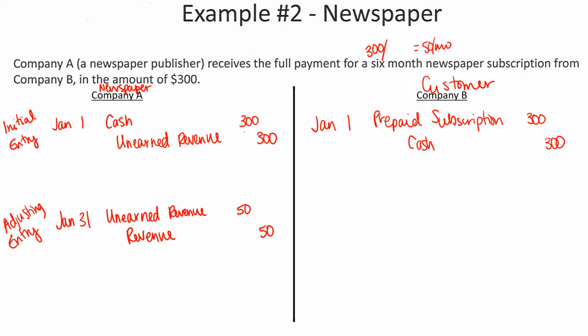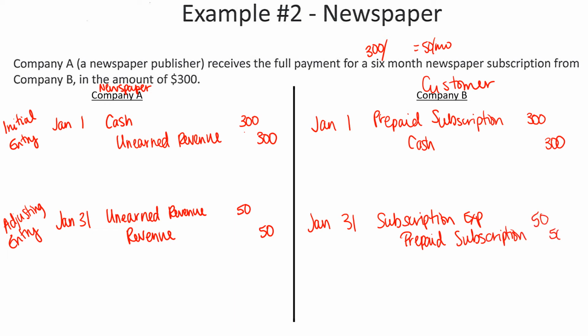Then on the customer side, when they record their adjusting entry to adjust the prepaid amount, at the beginning of the month, they were showing 6 months prepaid. But now that 1 month has taken place, they've already received 1 newspaper. They then record subscription expense for the first month. Then they have to reduce the amount of prepaid on the books, so they credit prepaid subscription. And that amount again is $50.